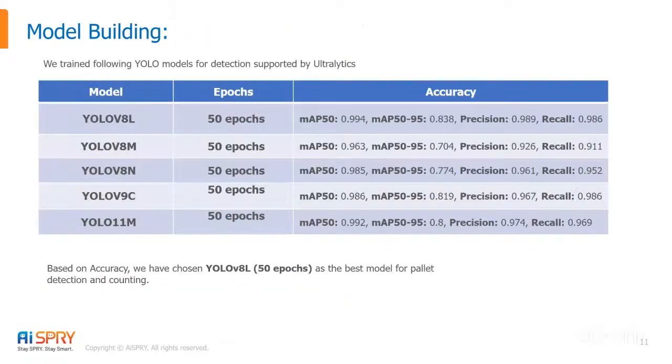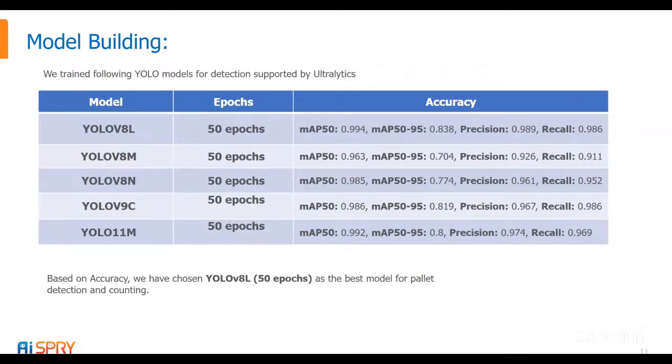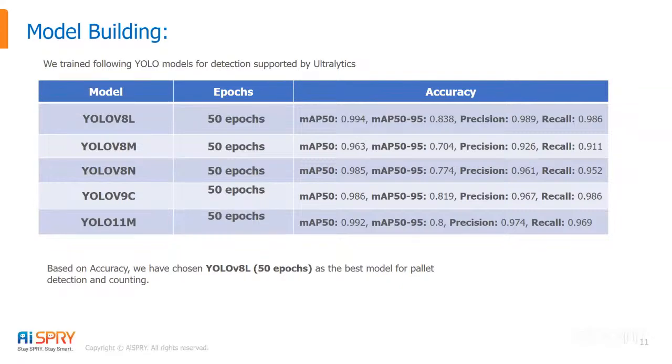Later we move to the model building phase. We trained the following YOLO models for the detection, which are supported by Ultralytics: YOLO V8 large, YOLO V8 medium, YOLO V8 nano, YOLO V9 compact, and YOLO 11 medium, each with 50 epochs, and we get the accuracy as shown in this table.